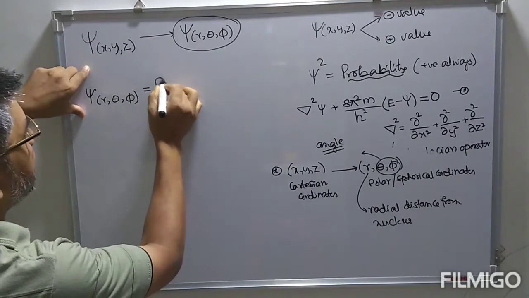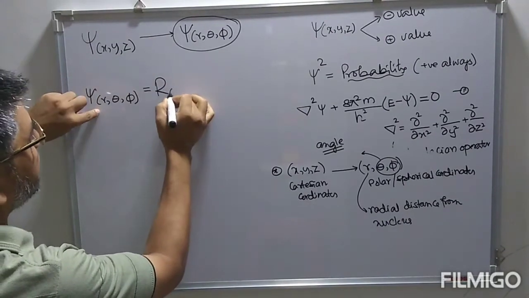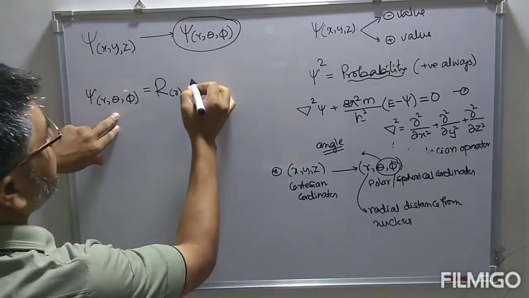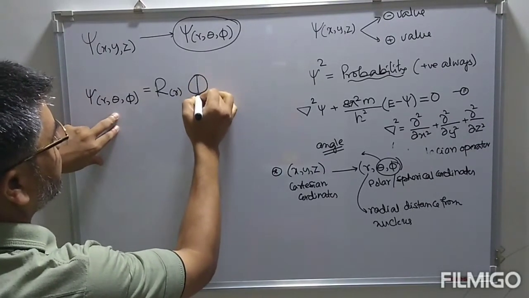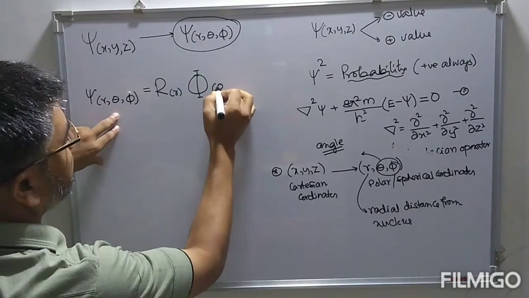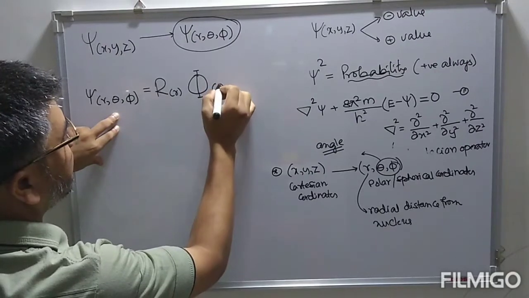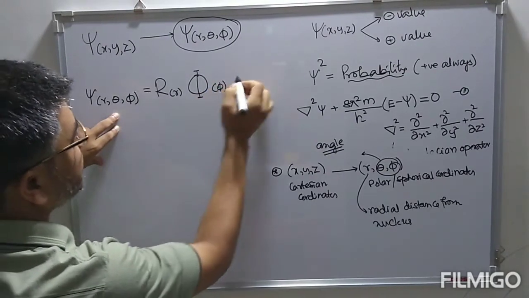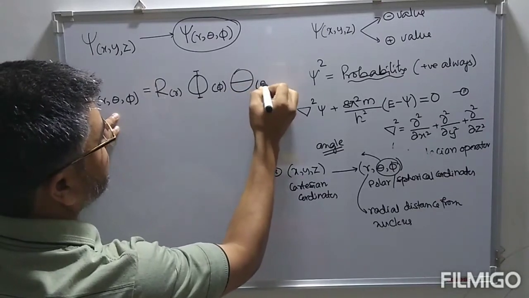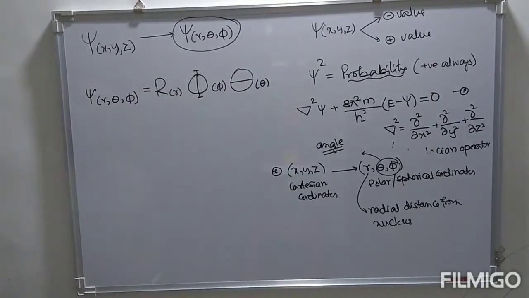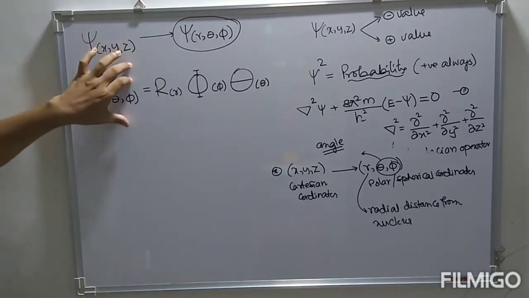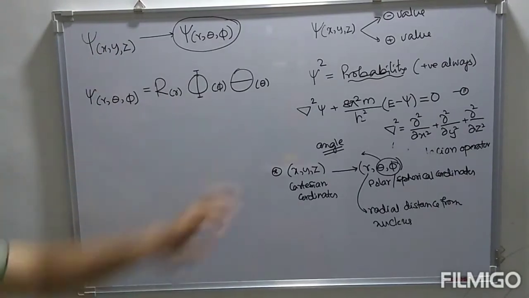So, an R function depending on r, then a theta function depending on theta, and a phi function depending on phi. So the total wave function psi(r, theta, phi) is a combination of three wave functions.